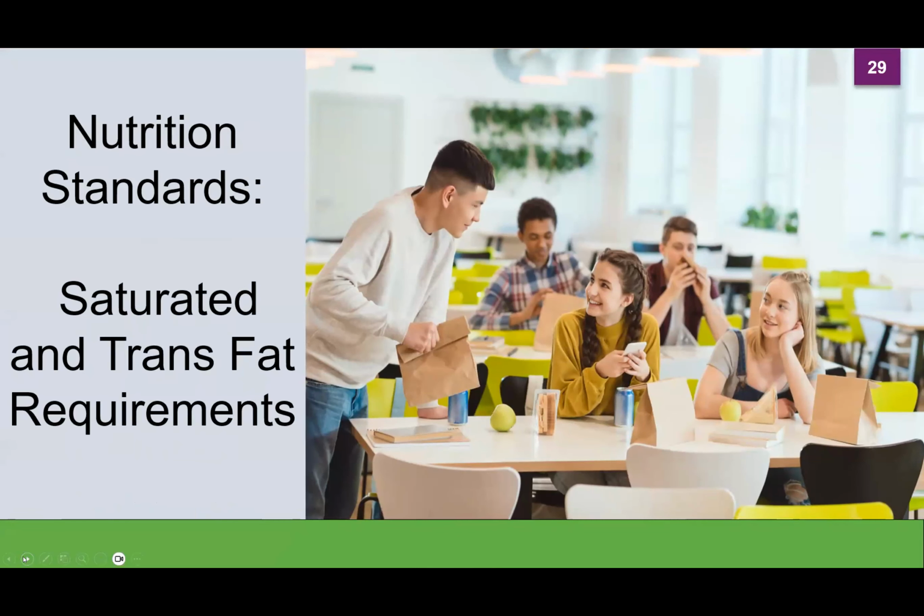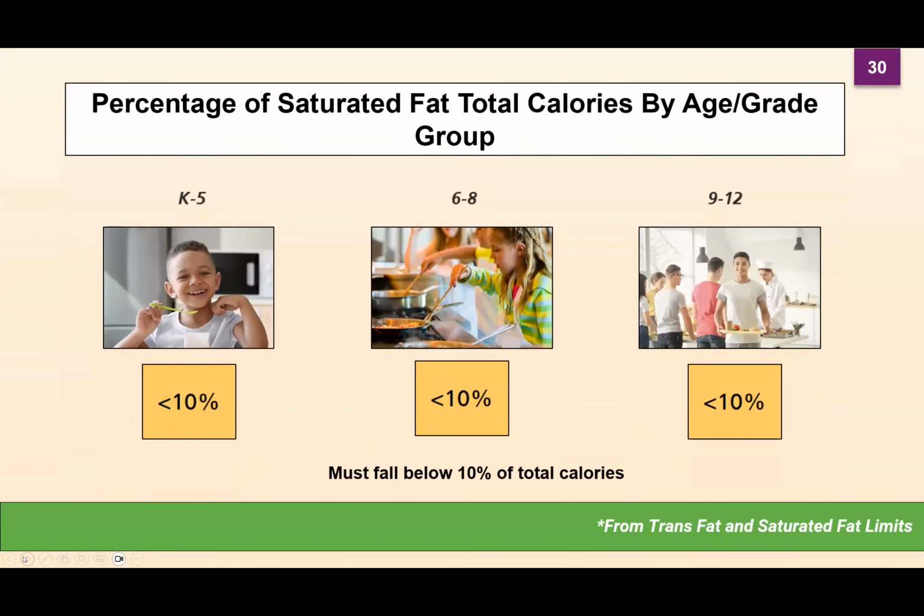Okay. So again, nutritional standards also cover saturated and trans fat requirements. So the trans fat must fall below 10% of the total calories. And that's for each age grade group.